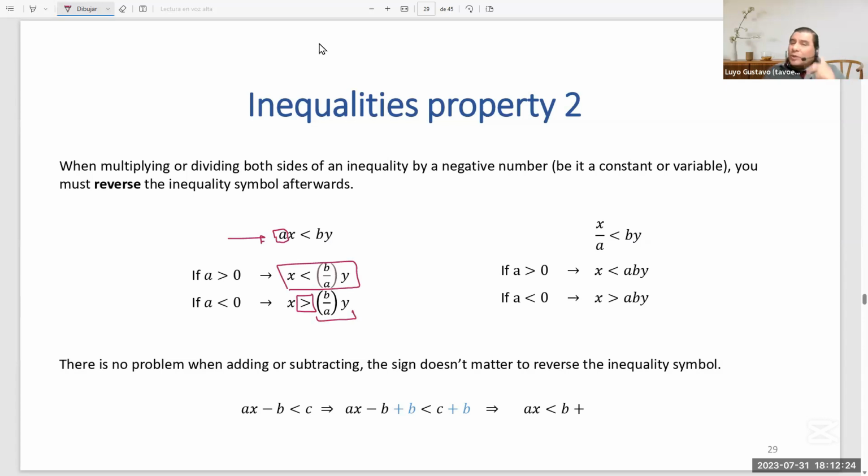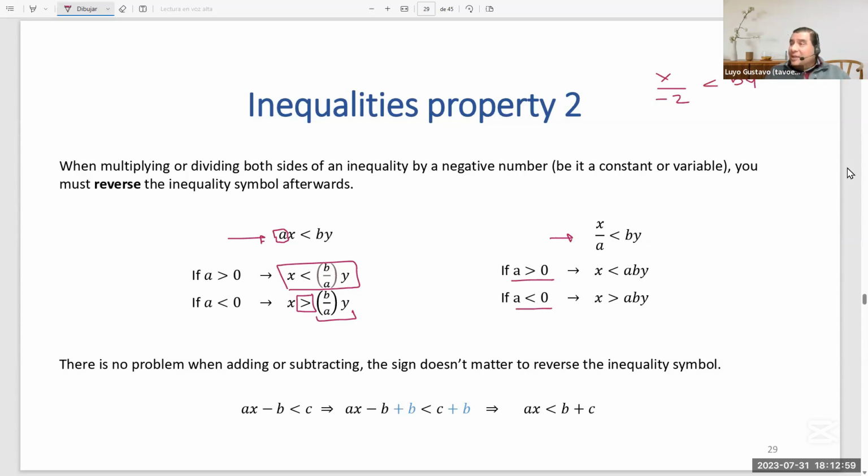The same happens when you multiply. Imagine that here, I would like to isolate X. And in order to isolate X, I see clearly that I need to multiply both sides by A, so that I get X on the left side, and I get A times B times Y on the right side. But okay, if A is greater than 0, no problem. You can do the same as in an equation. But when A is a negative number, say something like X over negative 2 is less than B times Y.